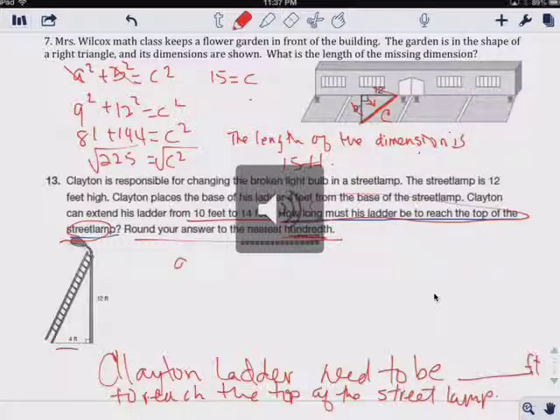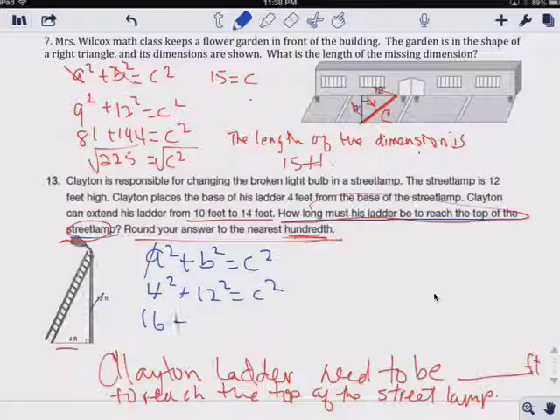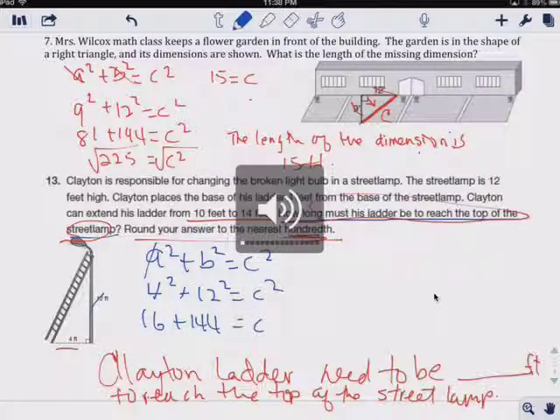Okay, so we do A squared. Too much red. Oh, excuse me. Change the color to blue. A squared plus B squared equals C squared. 4 for A squared plus 12 for B squared equals C squared. 16 plus 144 equals C squared. Add them together.